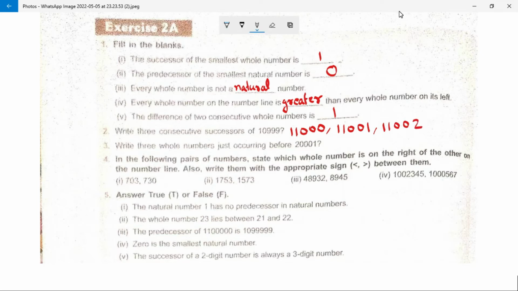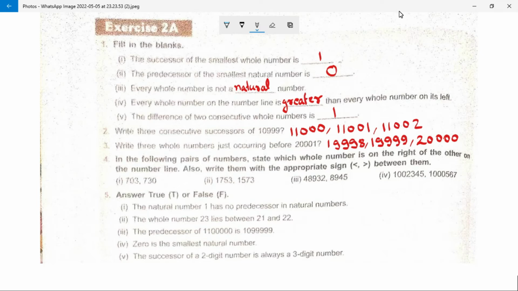Question number 3. Write 3 whole numbers just occurring before 20,001. So it will be 19998. After that, 19999 and 20,000. So these are the numbers which occur just before 20,001.